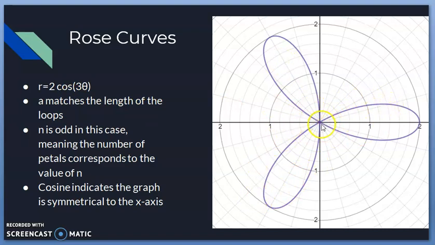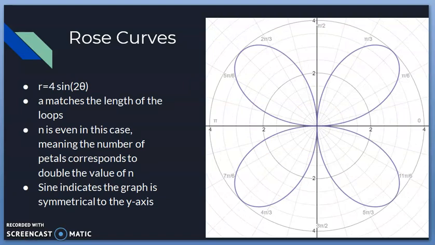So in this case, this petal is 2 because of the a value here, and the n is odd in this case. The n represents the number of petals. So since it's odd, the number of petals will correspond to n. Cosine indicates the graph is symmetrical to the x-axis, so we'll see some symmetry along this way, but sine is different. Let's look at Rose curves for sine.